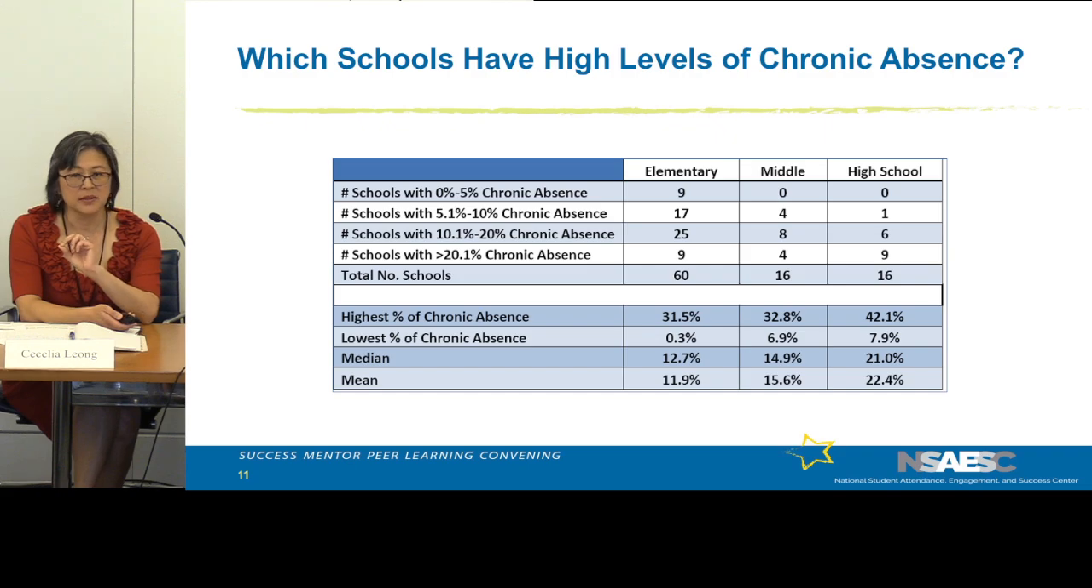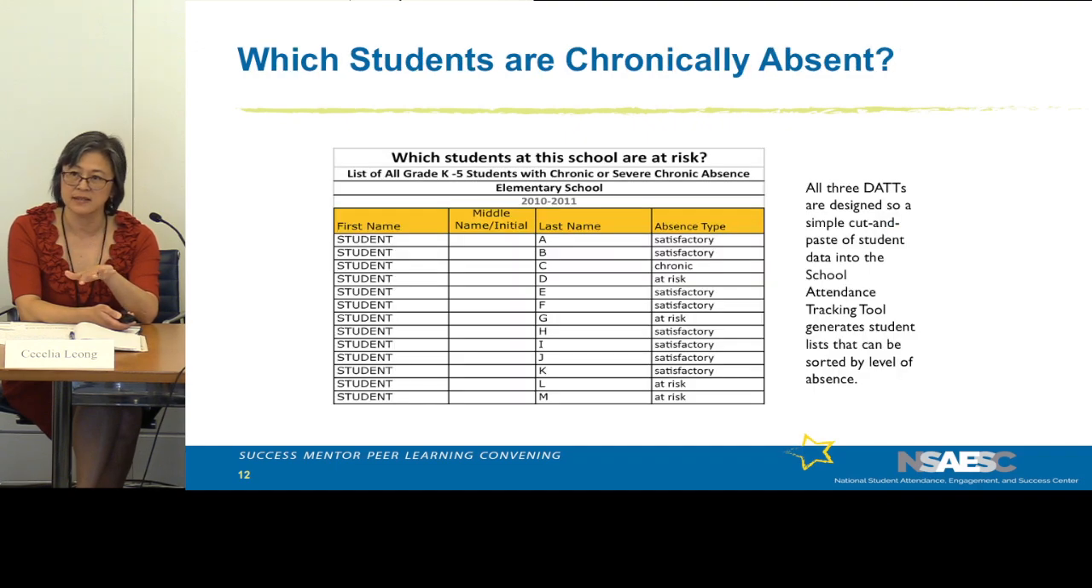Okay. We also have a school report that summarizes which schools. So if you're trying to figure out, well, where do I go next with my Success Mentor strategy? Which school do I want to expand to? You may want to take a look at the schools that are having the higher levels of chronic absenteeism. So the DAT and SAT offer you that kind of piece.